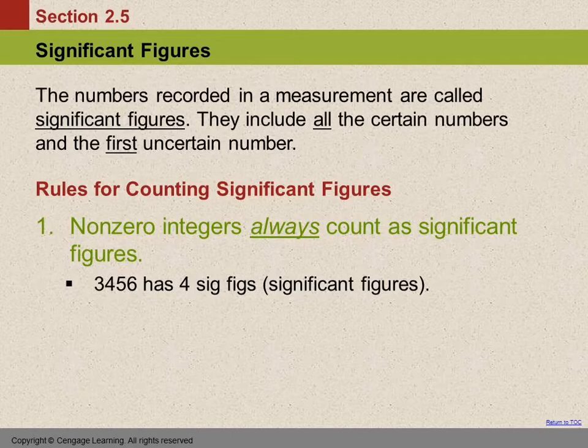With significant figures, a measurement includes all of the certain digits and the first uncertain digit. When we're identifying which digits are significant, any non-zero digits always count. So this number, 3,456, has 4 digits in it: 3, 4, 5, and 6. Each of the numbers is called a digit. None of those are zeros. If it's not a zero, we count it. So we say 3,456 has 4 significant figures. Significant figures is really long, so we call them sig figs for short.